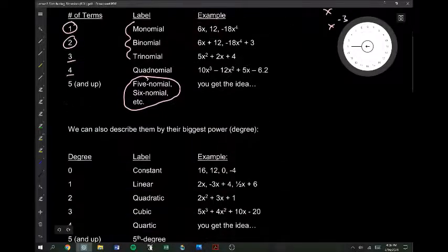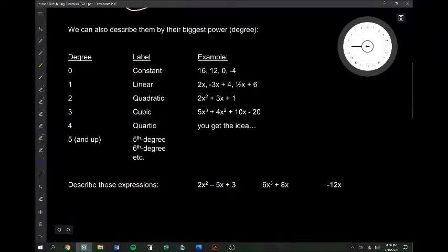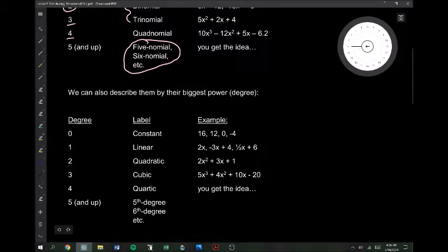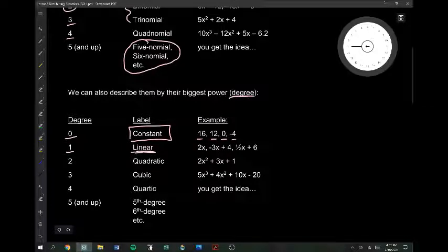We can also describe them by their biggest power. Remember, biggest power means degree. The degree is the biggest power. If the biggest power is a 0, we call it a constant. So like the numbers 16, 12, 0, -4. Those are all constants. If the biggest power is 1, we call it linear.